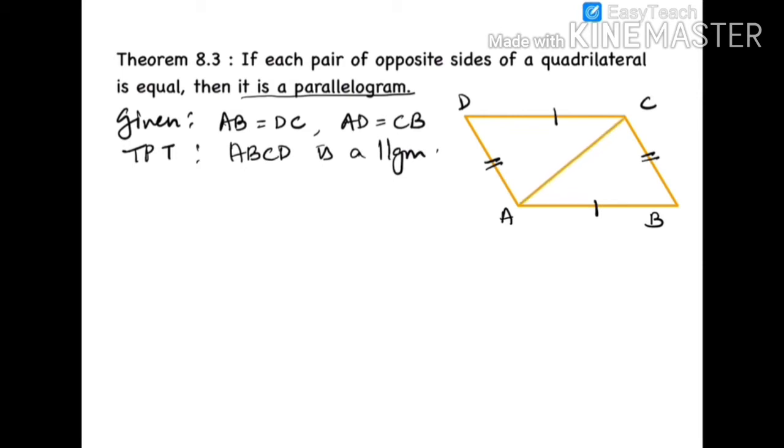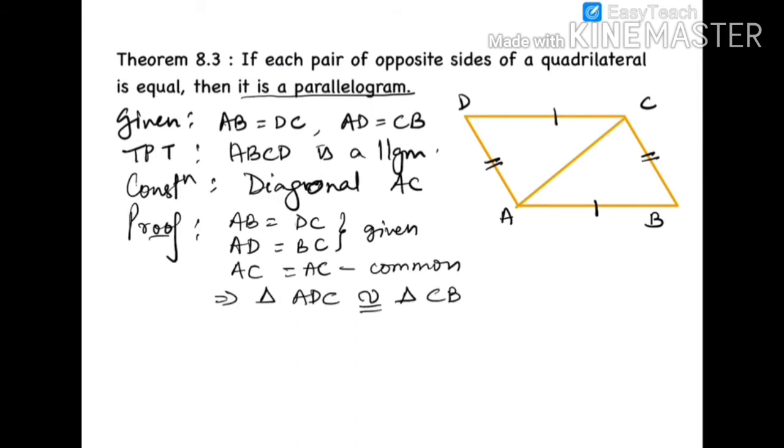Let's draw one of the diagonals, AC. Now this theorem is easy to prove. We just have to show these two triangles congruent. DC equal to AB already given, AD equal to CB already given, and AC is a common side to both these triangles. So these two triangles will be congruent by SSS criteria. So triangle ADC is congruent to triangle CBA by side criteria.